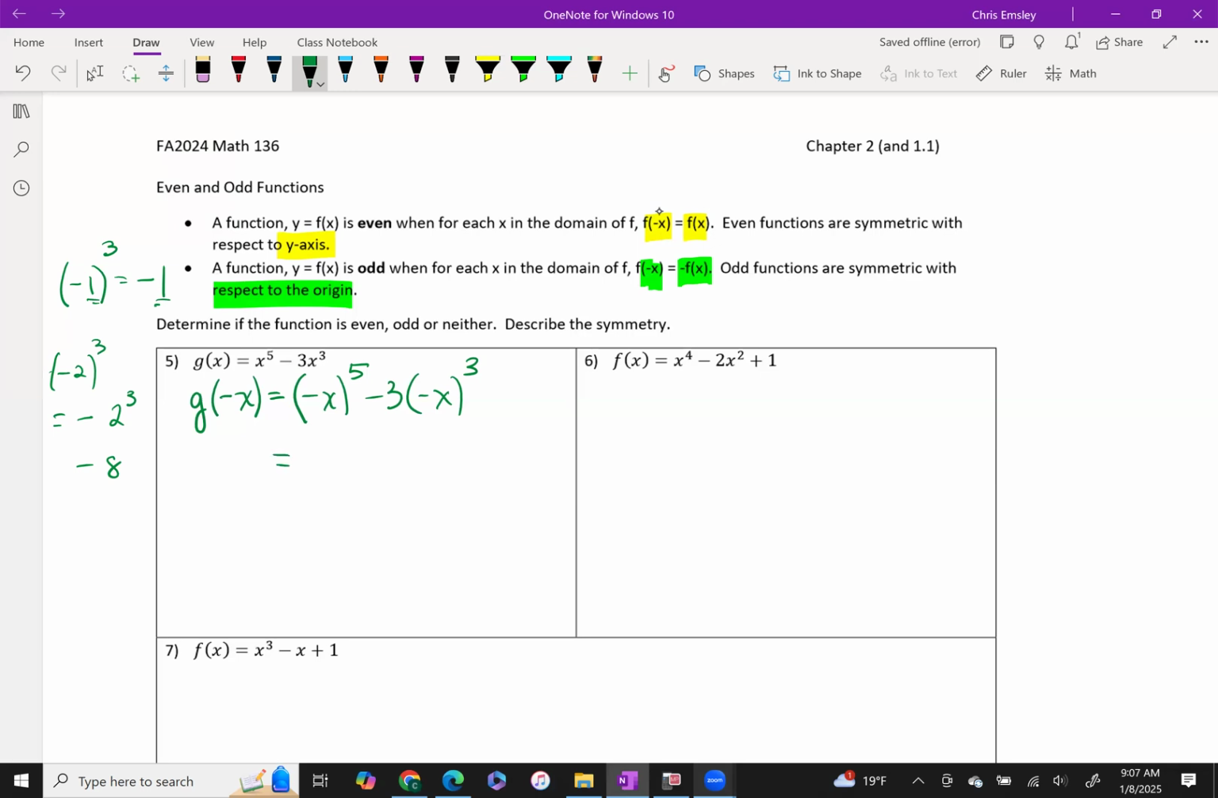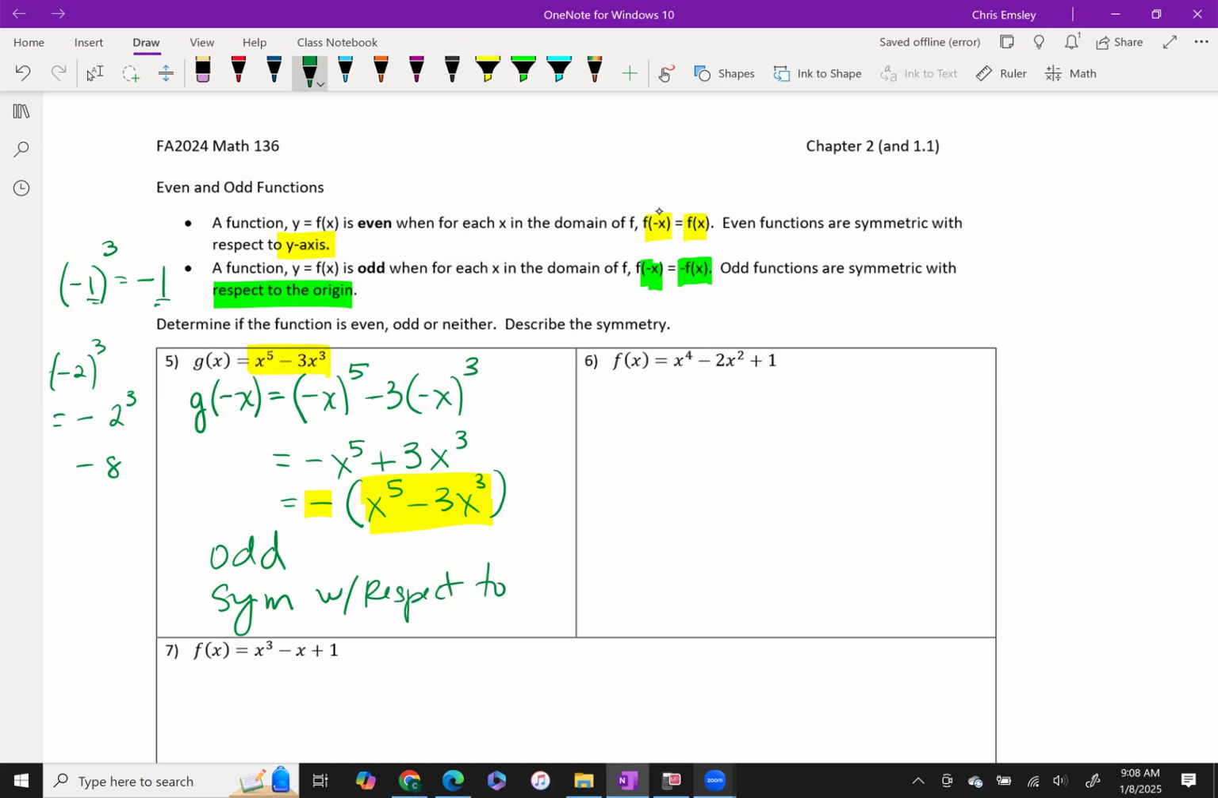So regardless, we can simplify this into negative x to the 5th minus 3 times, I'm going to simplify that a little more, right? If I take away those parentheses, I have negative 3 times negative x, which becomes positive 3x cubed. And then I am going to factor out a negative sign. Did I end up with the opposite of what I started with? If I factor out a negative sign, that becomes x to the 5th, and then minus 3x cubed. Notice that with the negative sign in front, this matches exactly what I started with, and that is the second case. That is an odd function. And that means we have symmetry with respect to the origin. And that's just by definition, once we know it's odd. Odd is always symmetry with respect to the origin.